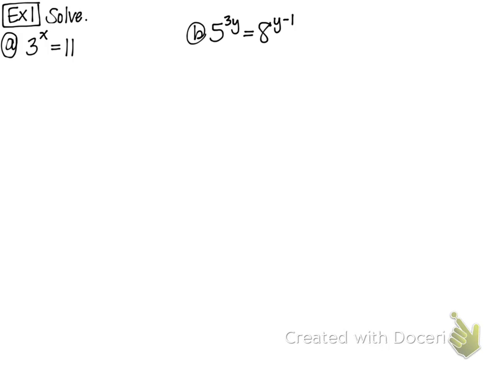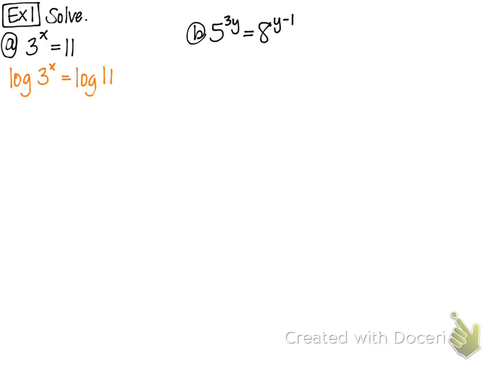So let's do this. Let's take the log of both sides. So we're going to take log of 3 to the x power is equal to log of 11. Now, I didn't write the bases here because what we have is a base 10. We're using the common log. And that's what your calculator calculates for you. Whenever you type in a plain log, it does base 10.